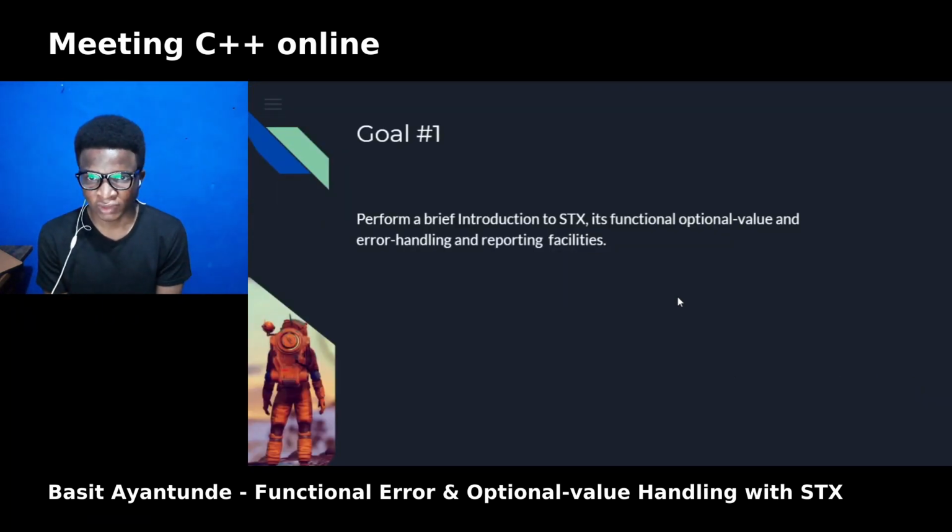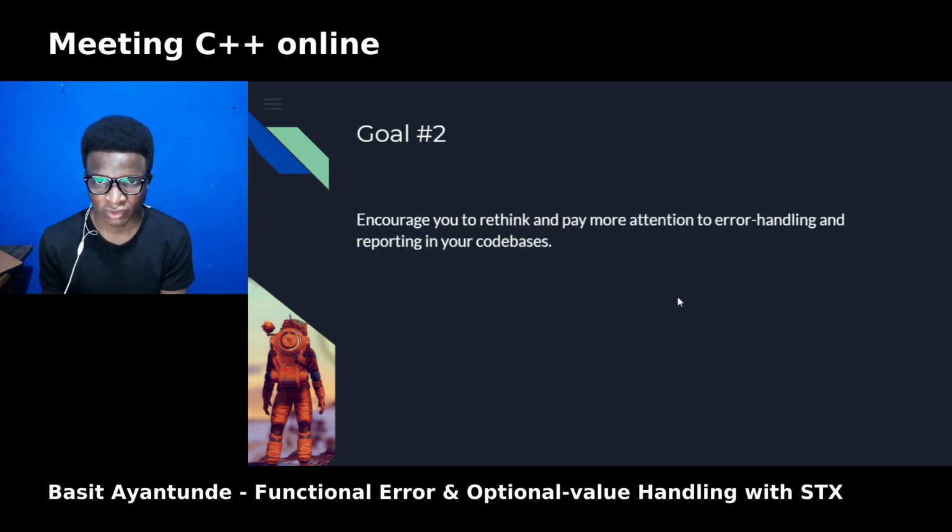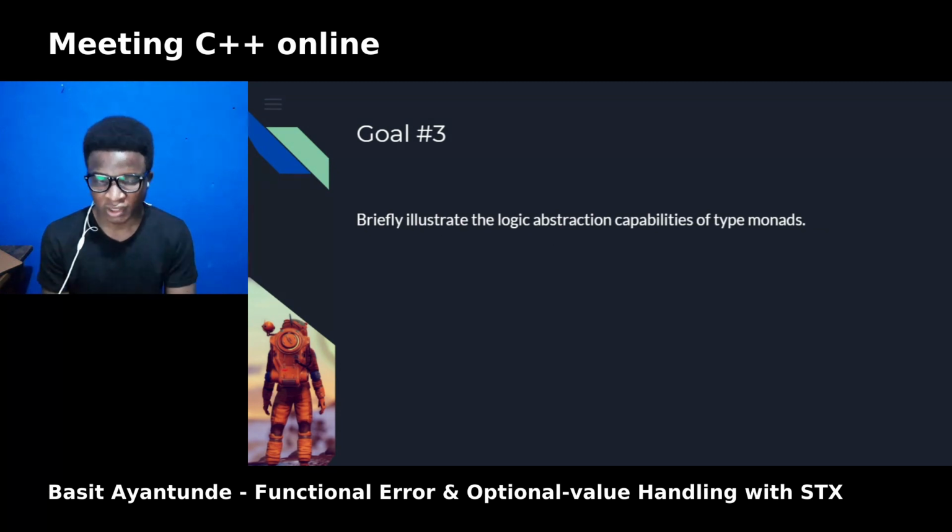First, the goals of this talk. First of all, we want to perform a brief introduction into STX, its optional value and functional error handling and reporting facilities. Goal number 2 is to encourage you to rethink and pay more attention to error handling and reporting in your code base. Goal number 3 is to briefly illustrate the logic abstraction capabilities of this type model that I'll be introducing to you later today.